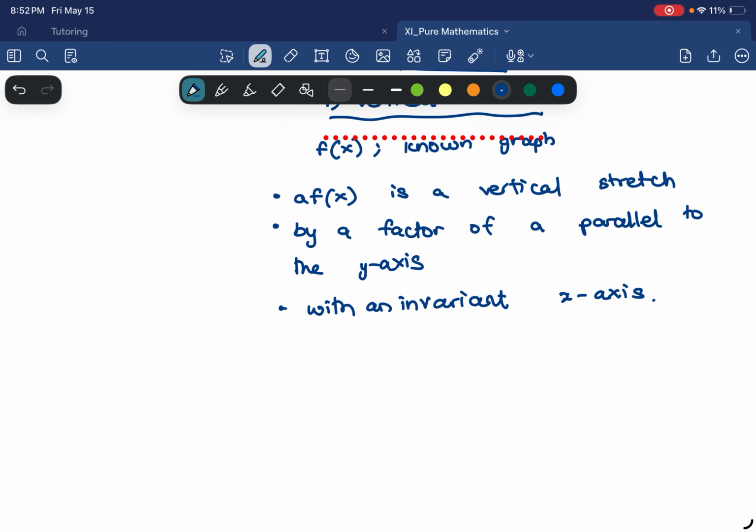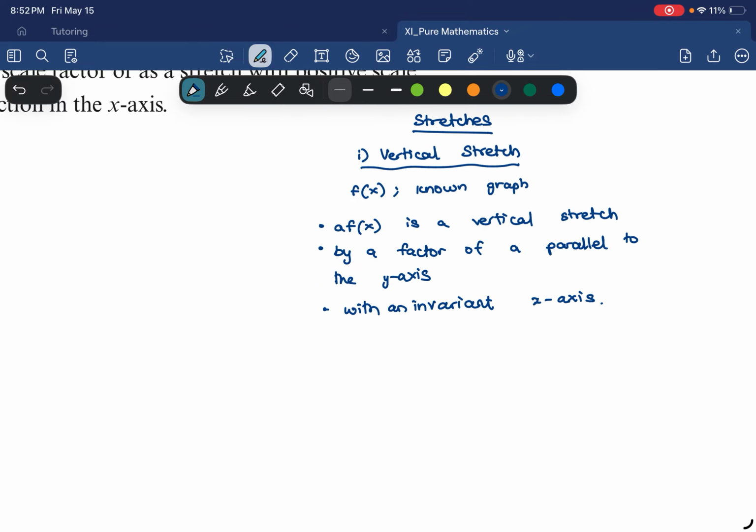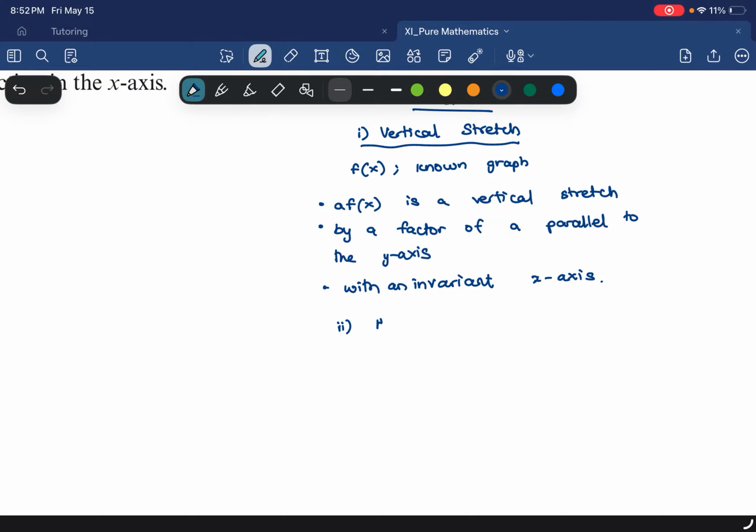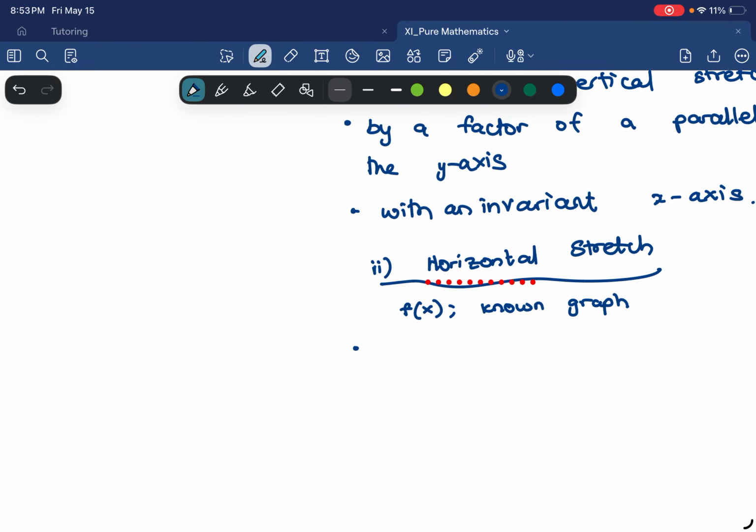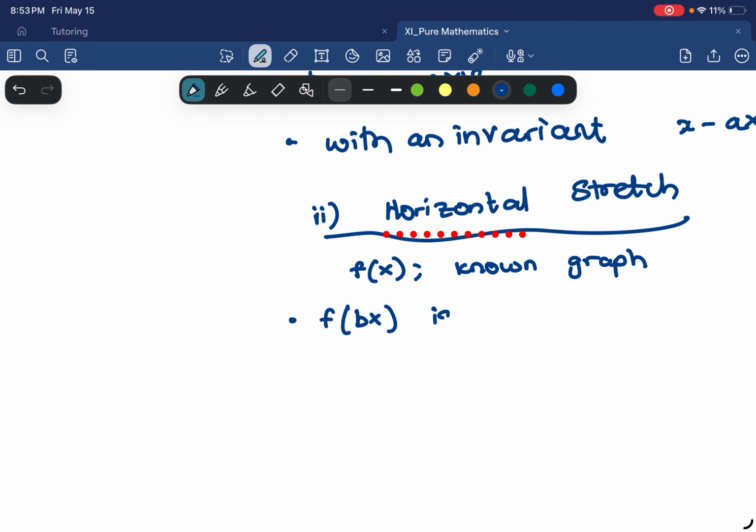So basically what this means is that whenever you have a times f of x, then you're going to multiply all your y values by this factor a without changing your x-axis. And then we have something called a horizontal stretch. So a horizontal stretch is when you have f of x has a known graph, and then you have f of bx. So here the factor multiplies x, right? So f of bx is a horizontal stretch.